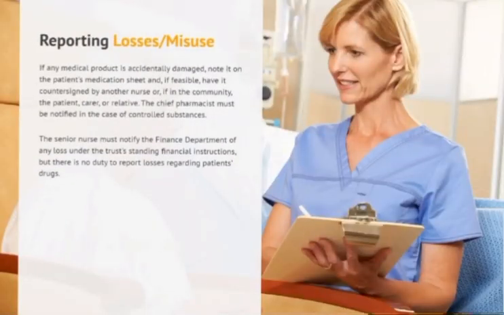If any medical product is accidentally damaged, note it on the patient's medication sheet and, if feasible, have it countersigned by another nurse or, if in the community, the patient, carer, or relative. The chief pharmacist must be notified in the case of controlled substances. The senior nurse must notify the finance department of any loss under the trust's standing financial instructions, but there is no duty to report losses regarding patients' drugs.